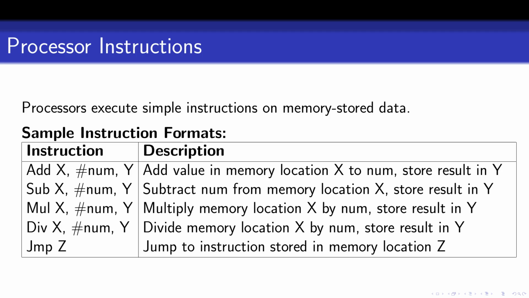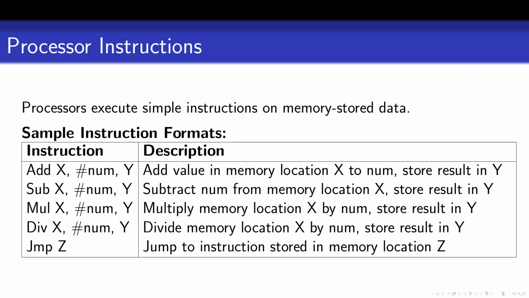Now let's take a look at what kinds of instructions a processor can actually execute. At the hardware level, computers don't understand Python or JavaScript. They only understand very basic commands like add two numbers or store a value. These are called machine instructions, and they operate on specific memory locations. In this slide, we're introduced to 5 common instruction formats: add, sub, mul, div, and jmp.